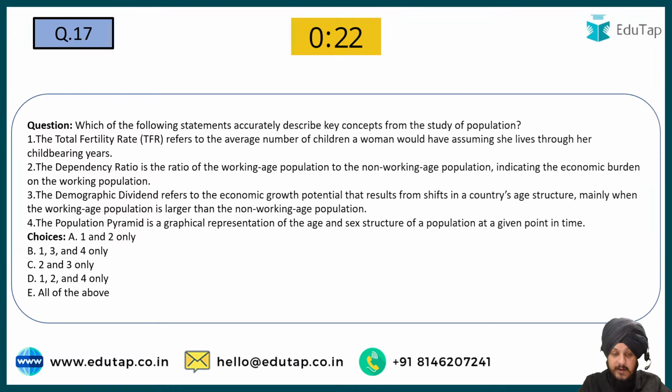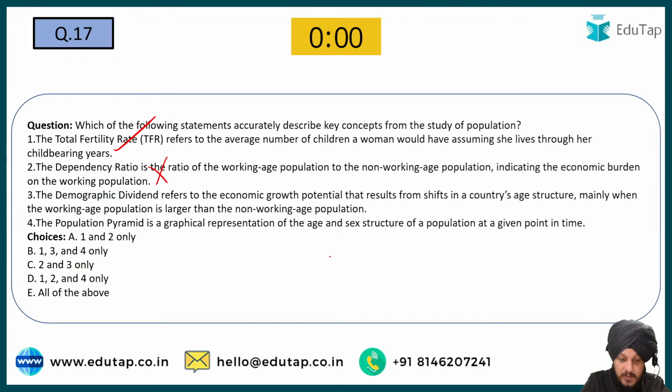Total fertility rate, we know, refers to the average number of children that a woman is going to produce during her childbearing years. So that is, of course, the correct statement. The second is, dependency ratio is the ratio of the working age population to the non-working age population, indicating the economic burden on the working population. This is the incorrect statement.